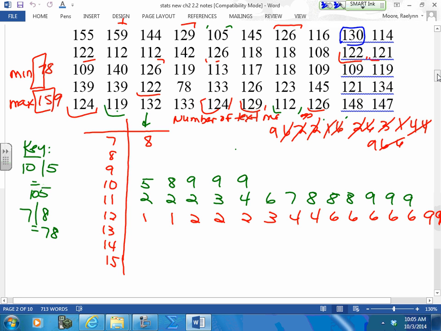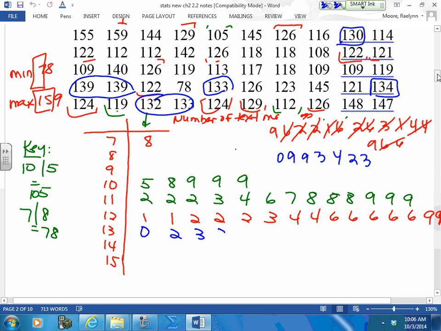So 130s. We have a 130. 30. Is that it? Okay, let's pull out all your leaves. 0, 9, 9, 3, 4, 2, 3. There's 7. Okay, so 0, what's next? 2, 3, 3, 4, 9, 9. And do we have 7? Yep. Okay, pull out the 140s.